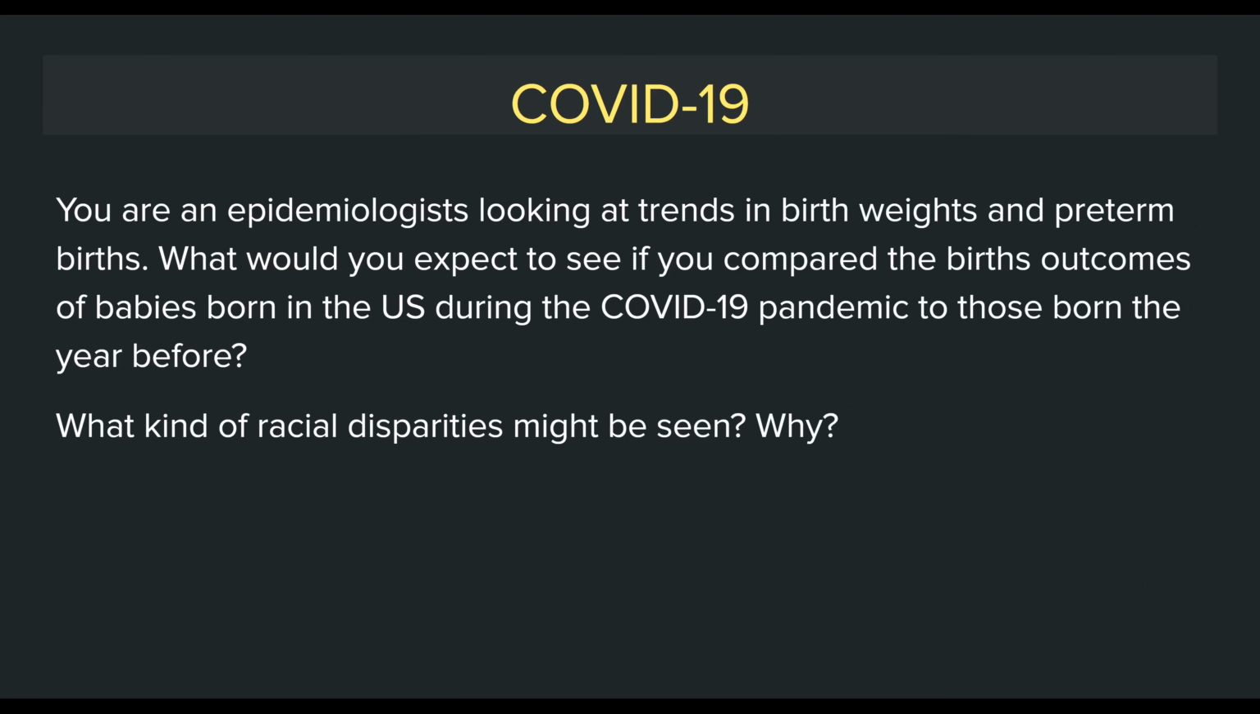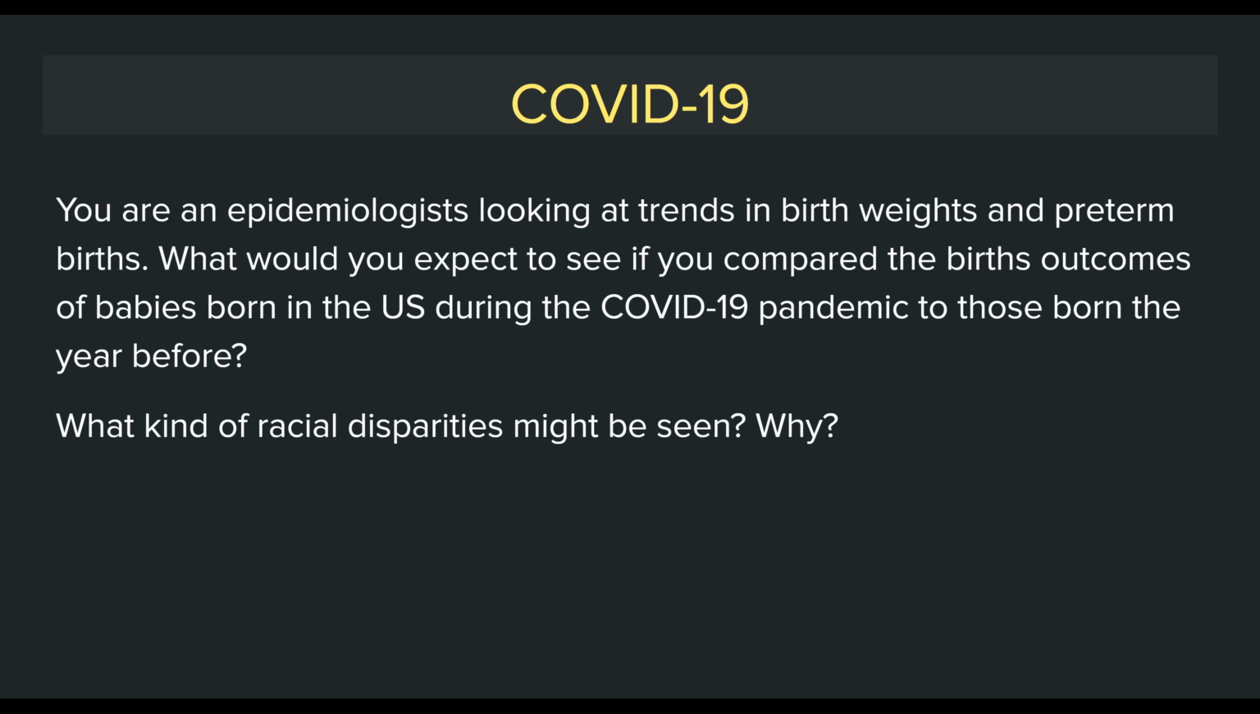So imagine you're an epidemiologist and you are looking at trends in birth rates and preterm births. What would you expect to see if you compared the birth outcomes of babies born in the US during the COVID pandemic to those born the year before? And what kind of racial disparities might be seen and why? So pause the video, see if you can answer, and then when you're ready, unpause it again.